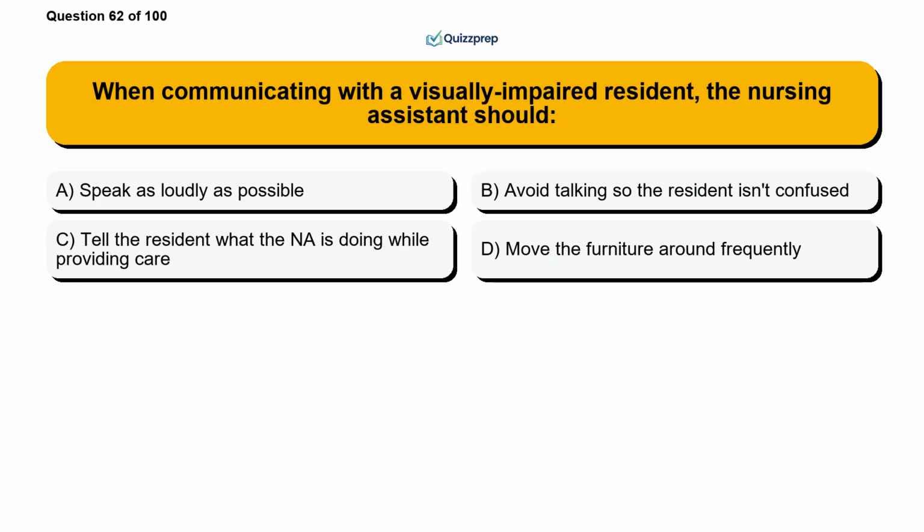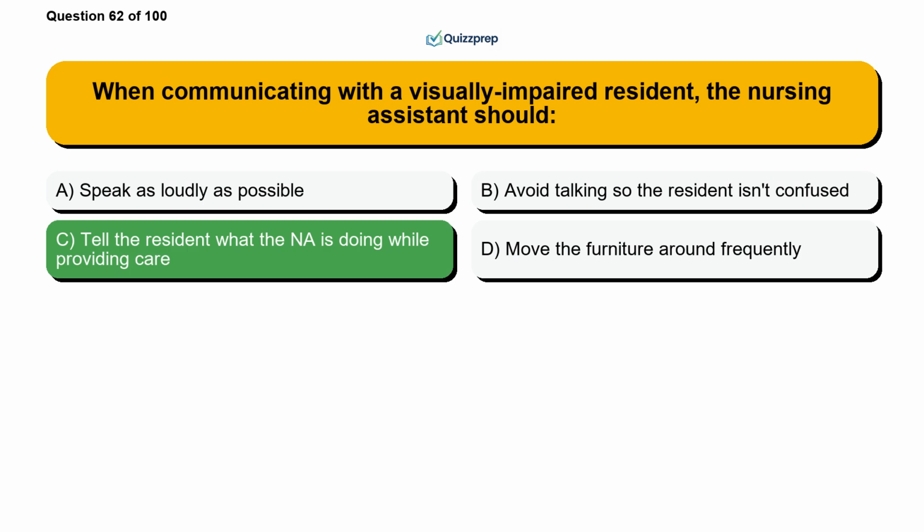Question 62. When communicating with a visually impaired resident, the nursing assistant should: Option A, speak as loudly as possible. Option B, avoid talking so the resident isn't confused. Option C, tell the resident what the NA is doing while providing care. Option D, move the furniture around frequently. The correct answer is option C, tell the resident what the NA is doing while providing care.